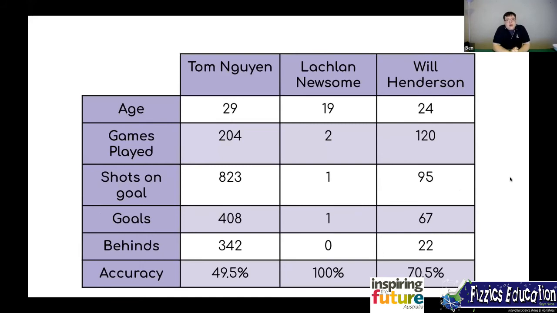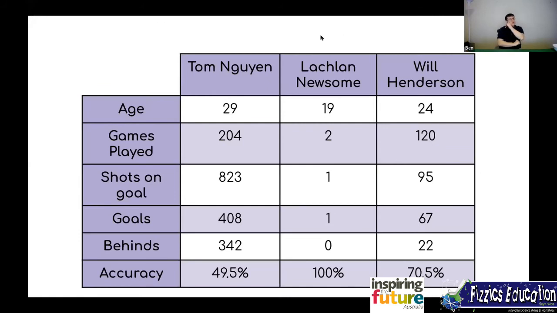what we do is we take those bits of information and we use them to make those decisions. And I want you guys to make a decision. So here are three players: Tom Nguyen, Lachlan Newsome, and Will Henderson. And you work for a football team, and it's your job to decide which new player you're going to try to bring to your team. And the person you need is someone to kick goals. You need a forward who's going to kick goals for your team. And you know you can either have Tom, Lachlan, or Will. So which one will you go for?